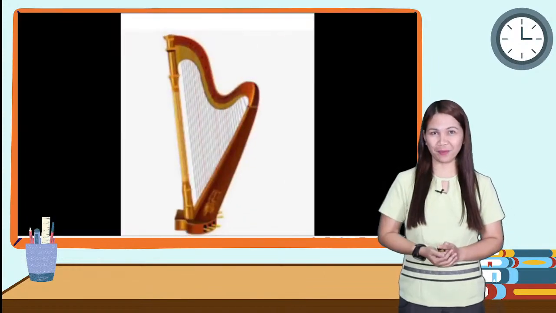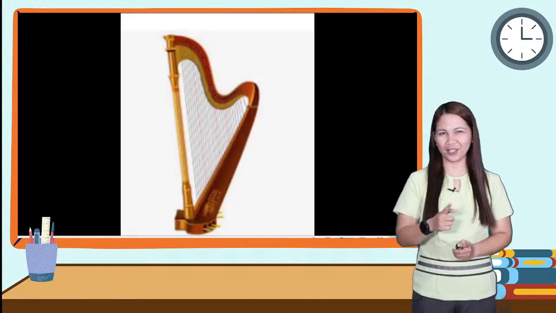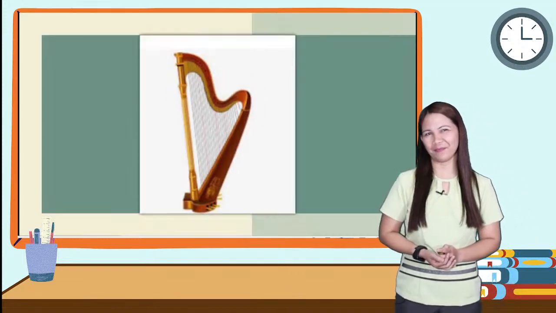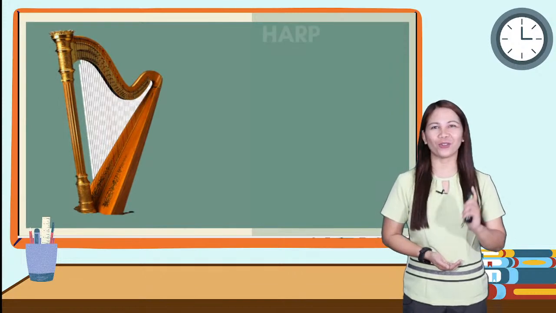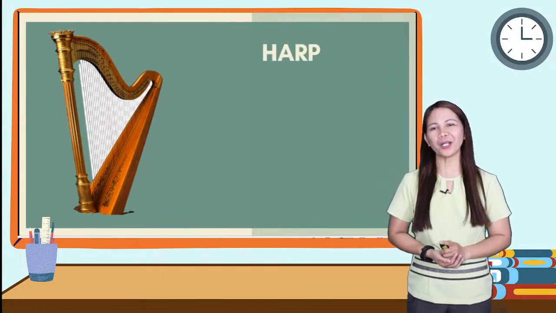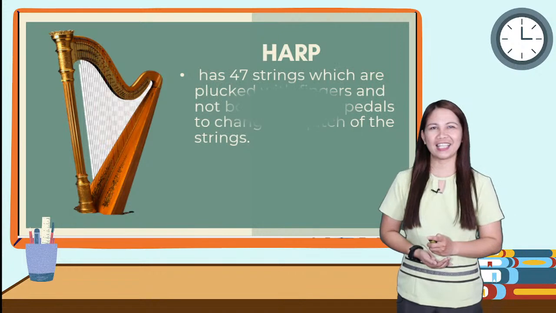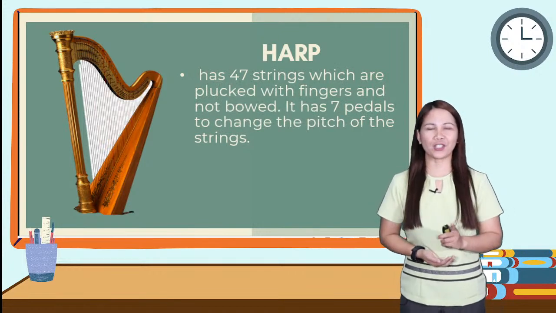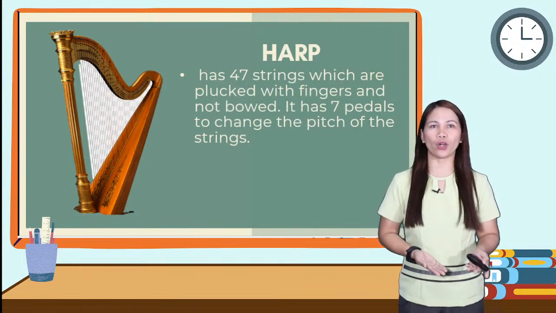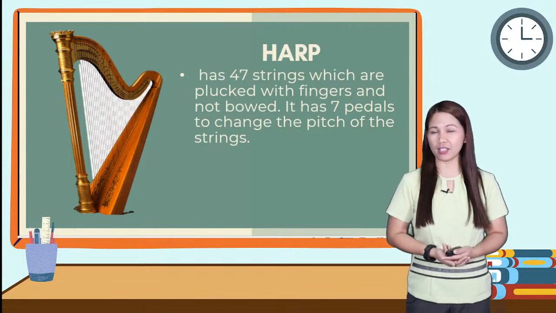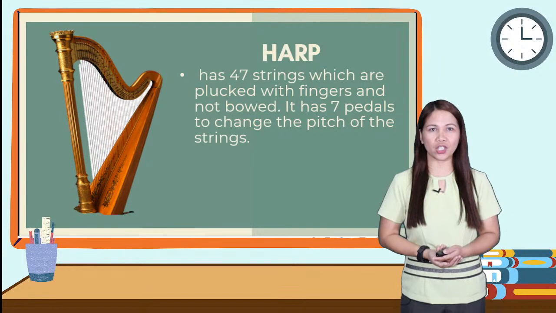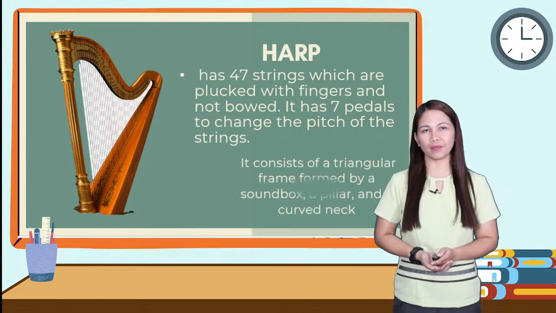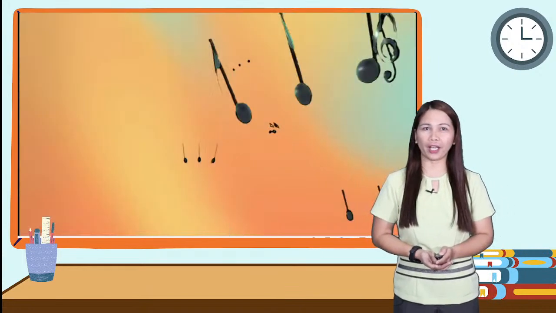And for the last one, I know you are familiar with it. What instrument is that? A harp, of course. A harp has 47 strings which are plucked with fingers and not bowed. It has 7 pedals to change the pitch of the strings. It also consists of a triangular frame.